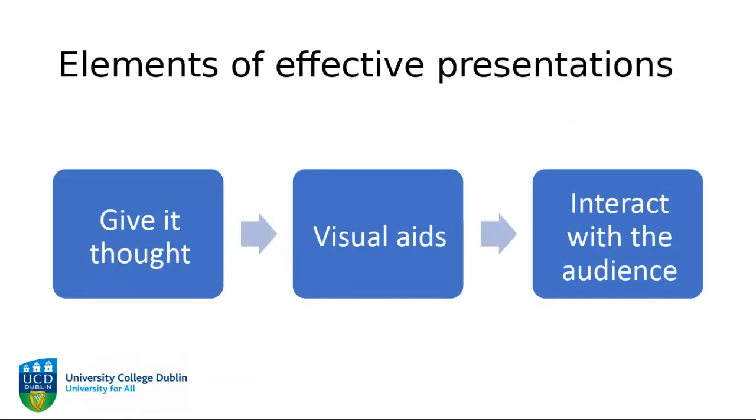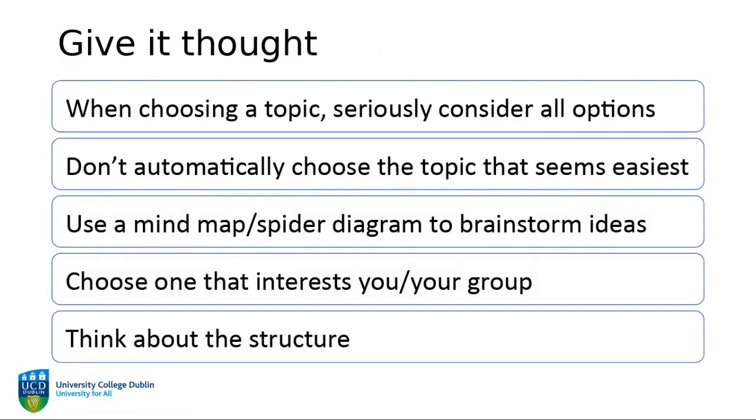So, the elements of an effective presentation. The first one is to try give it thought, and I'm going to break these down in a minute. The next one then is the use of visual aids, as I've said before, and then also interacting with the audience. So these are the 3 main elements to try incorporate for effective presentations. So for giving it thought, first and foremost, if you are provided with options for different topics you may present on, when choosing a topic, do seriously consider all of the options that are there, and don't automatically choose the topic that seems the easiest.